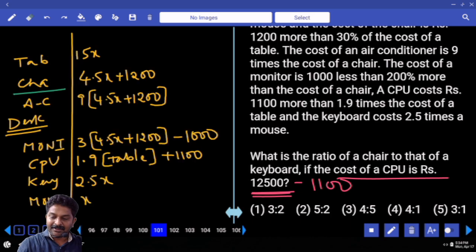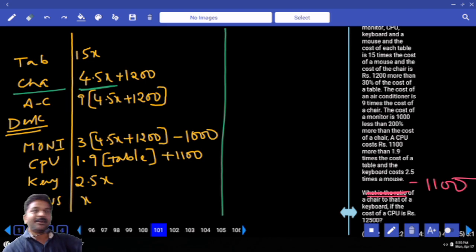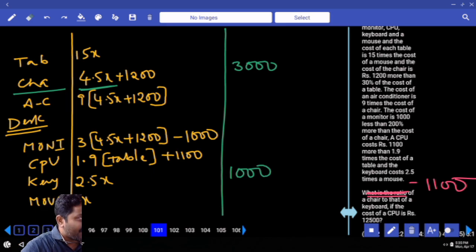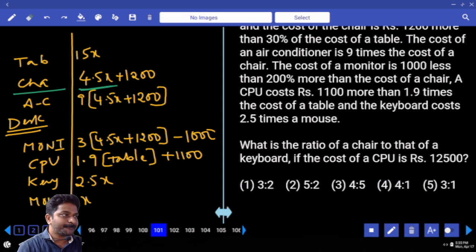Now let's see the chair cost. 4.5 times 400: 4 times 400 is 1600, half of 400 is 200, so 1800. 1800 plus 1200 is 3000. Keyboard is 2.5 times 400: 2 times is 800, half is 200, total 1000. The ratio is 3000 to 1000, which is 3:1, the fifth option. So for every question you will have data in the question itself.